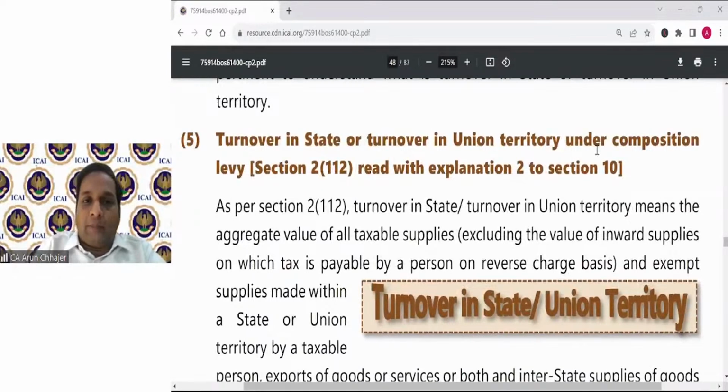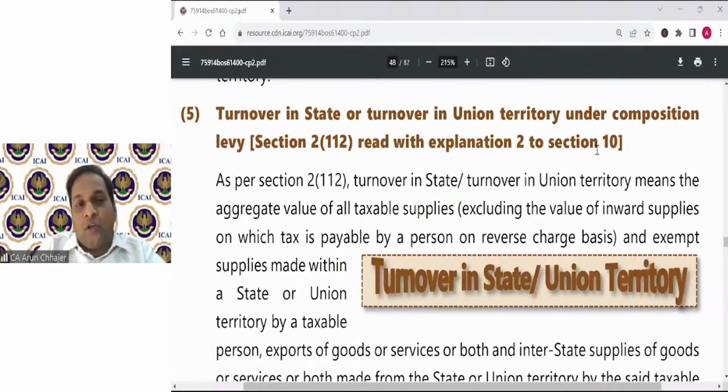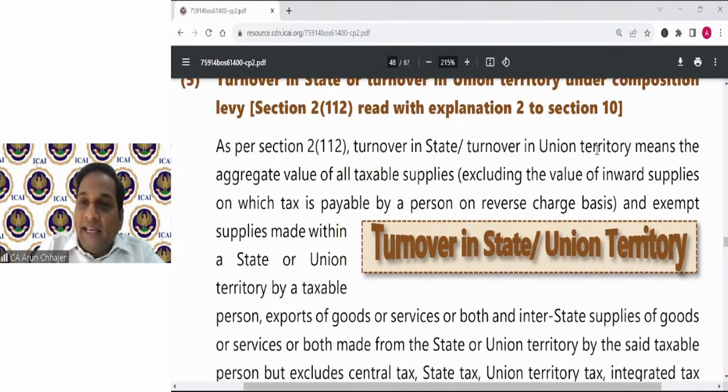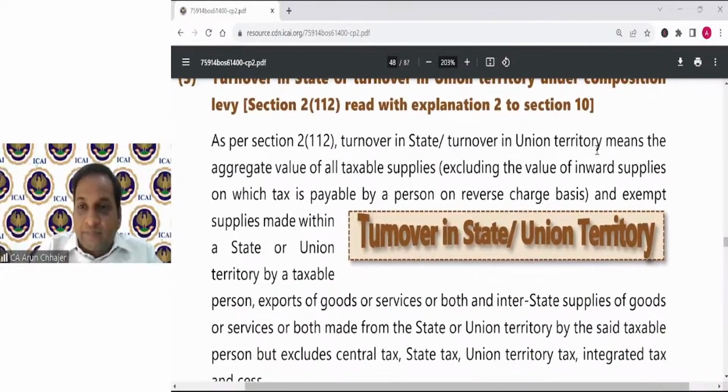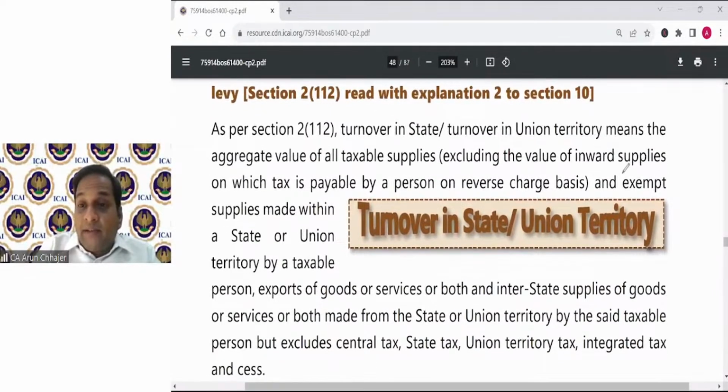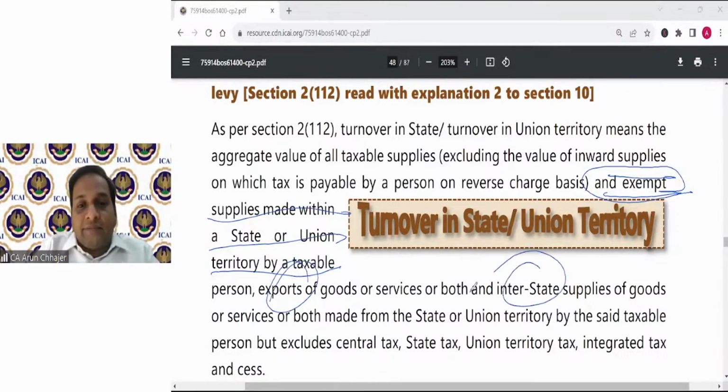Turnover in the state or UT under composition levy, read with Explanation 2. What is the meaning? As per Section 2, subsection 112, turnover in the state or UT means aggregate value of all taxable supplies excluding RCM and exempted supply made within the state or UT by a taxable person, export, interstate, but excluding the CGST, SGST, UTGST, IGST and compensation cess, etc.